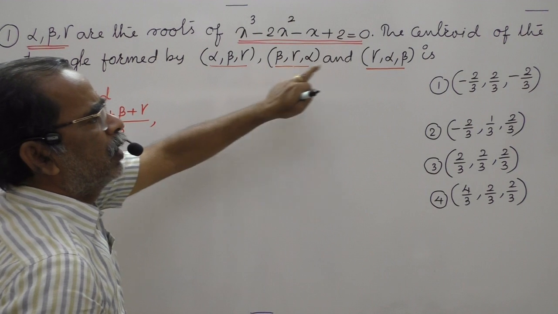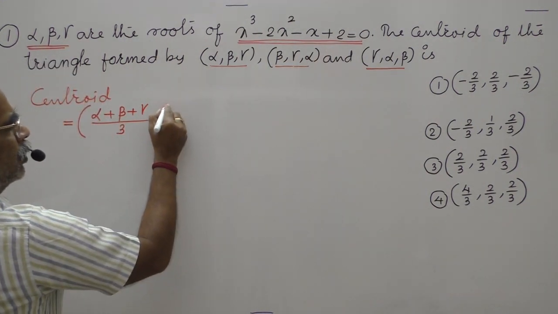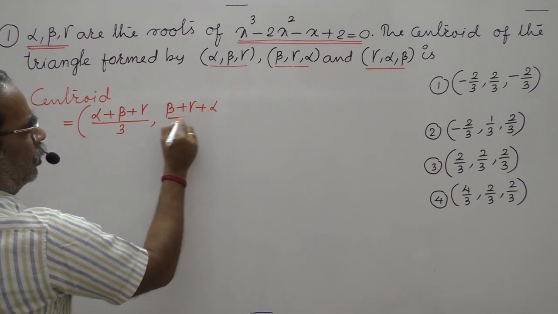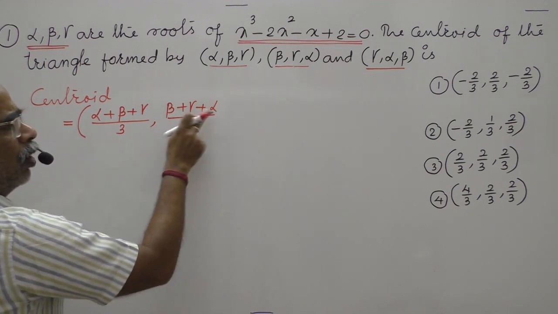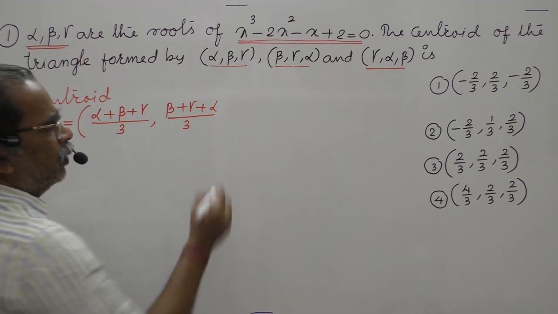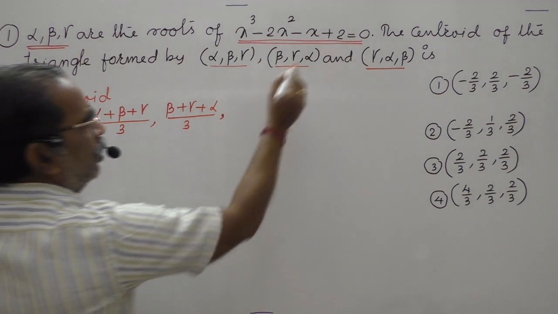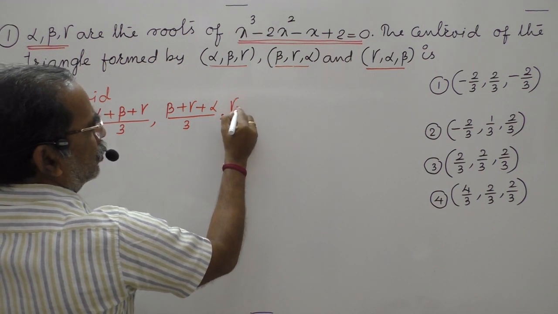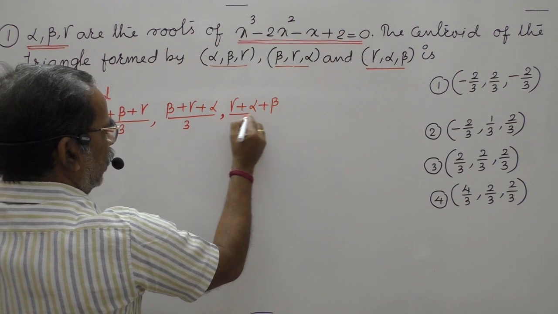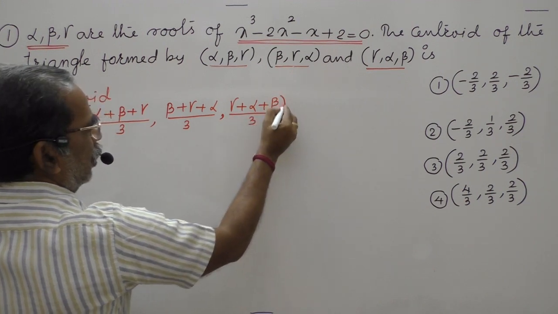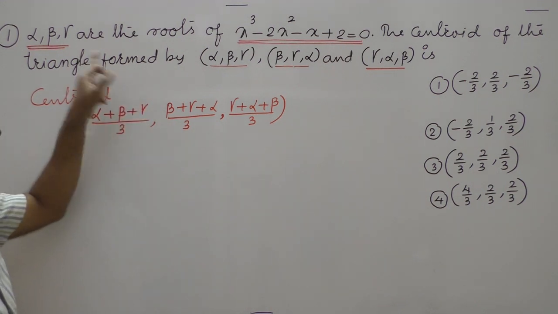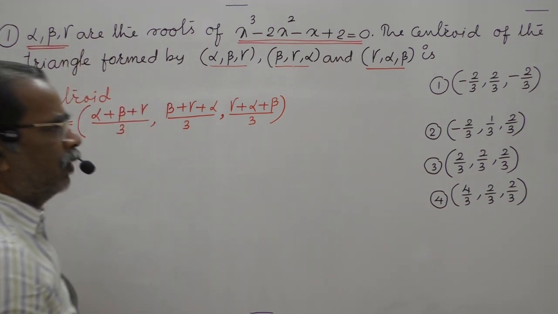If I apply that, x1 plus x2 plus x3, that is alpha plus beta plus gamma by 3. Similarly, y1 plus y2 plus y3, what is it? Beta plus gamma plus alpha by 3. This is also nothing but alpha plus beta plus gamma only. Similarly, z coordinate gamma plus alpha plus beta by 3. Yes, this is the centroid. To find the centroid, we need alpha, beta, gamma values.